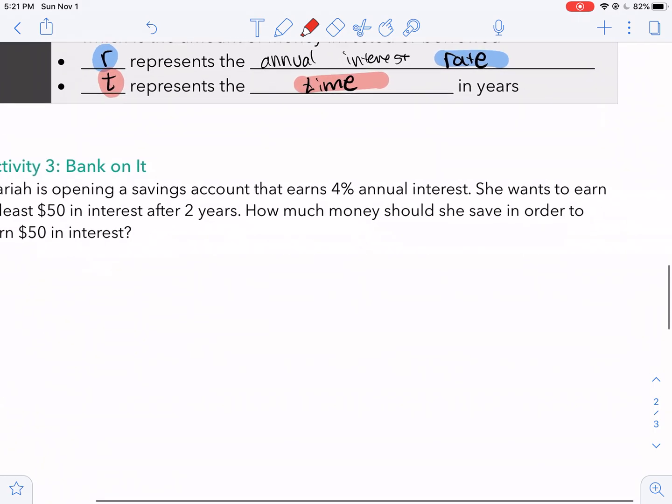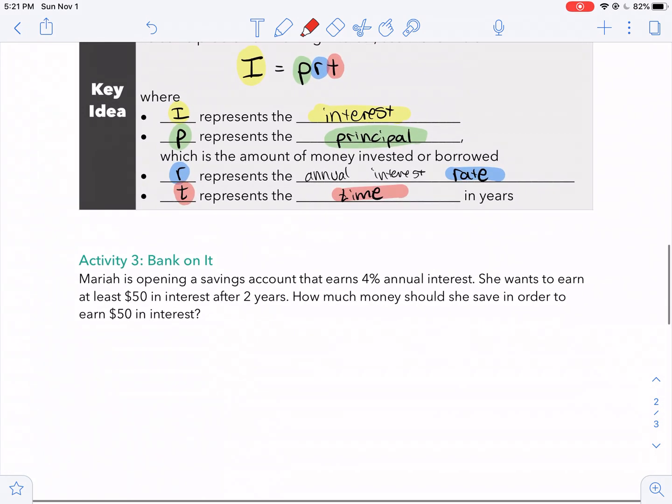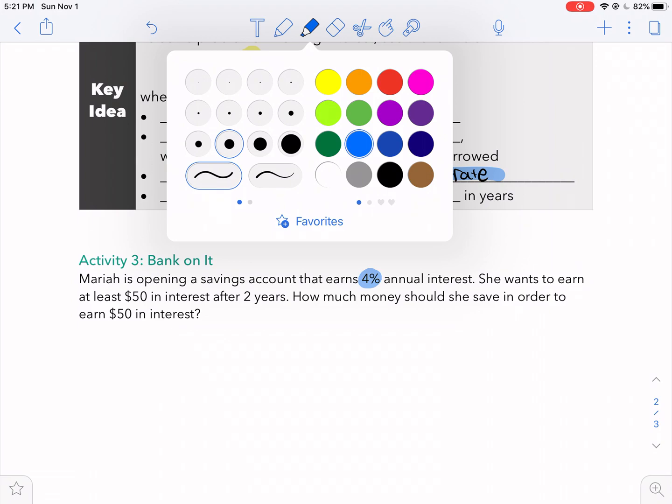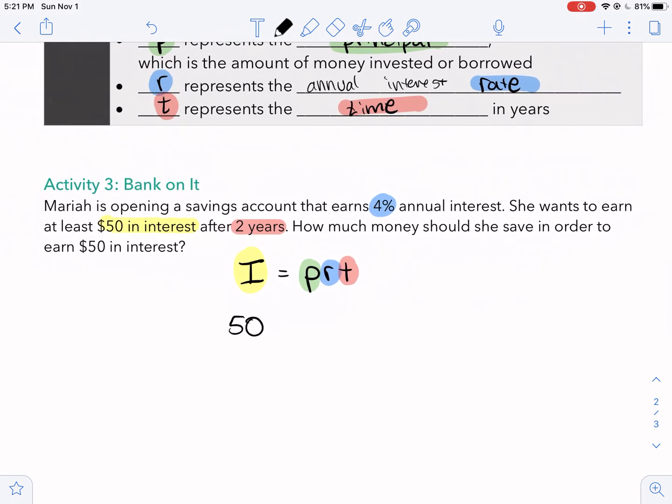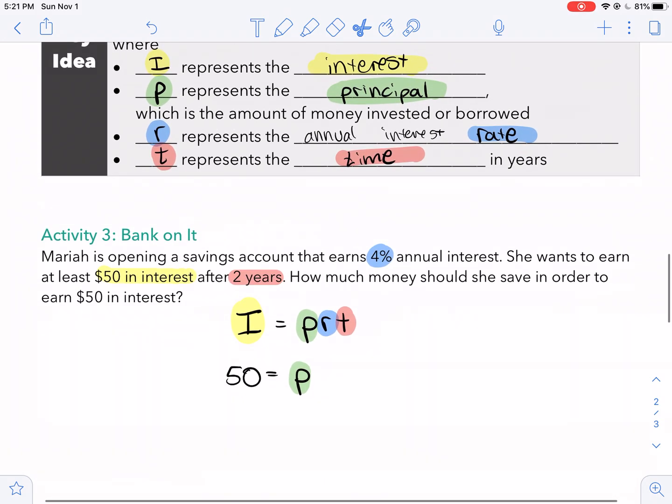Okay, so now we've got Miss Mariah, and she has a savings account that will earn 4% annual interest. That's pretty fair. I've seen a lot lower, so good job. She wants to earn at least $50 in interest after 2 years. So how much money should she invest to earn $50 in 2 years? Well, let's borrow our formula right here. Let's plug in what we know. We know she wants $50 in interest. We don't know what her principal is. We're trying to find out how much she should invest at the beginning. We know her rate is 4%, and we know that her time is 2 years.